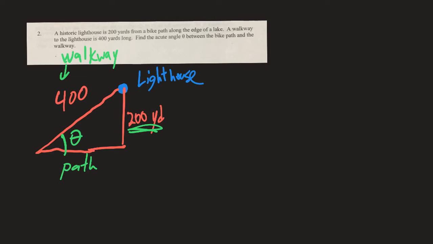Okay, so in reference to this angle, let's label our sides. So across from it, this 200 yards is my opposite. And of course, this 400 is going to be my hypotenuse. So which ratio, those old SOHCAHTOA, uses those two numbers? Hopefully you should have come up with sine. Go ahead and take a second. You guys try to solve this before you look at my solution.